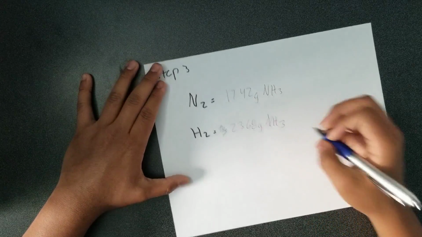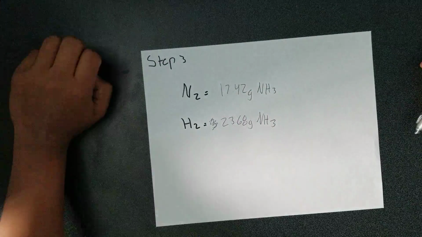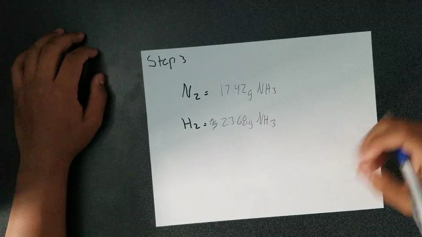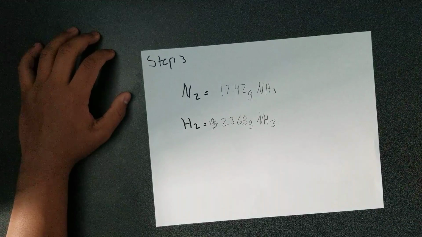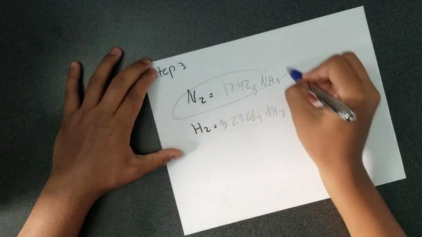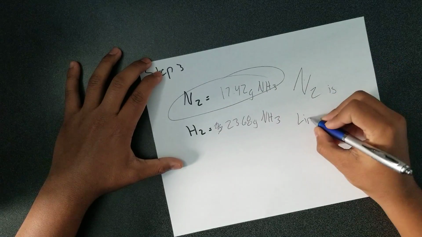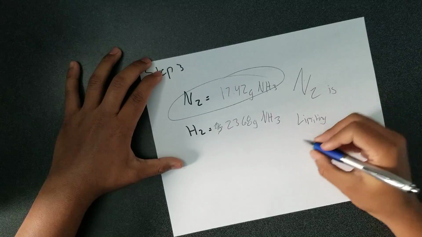grams of NH3. So as I said, the last step is that the reactant that had the least amount is going to become the limiting reactant. So as we can see, N2 is the limiting reactant.